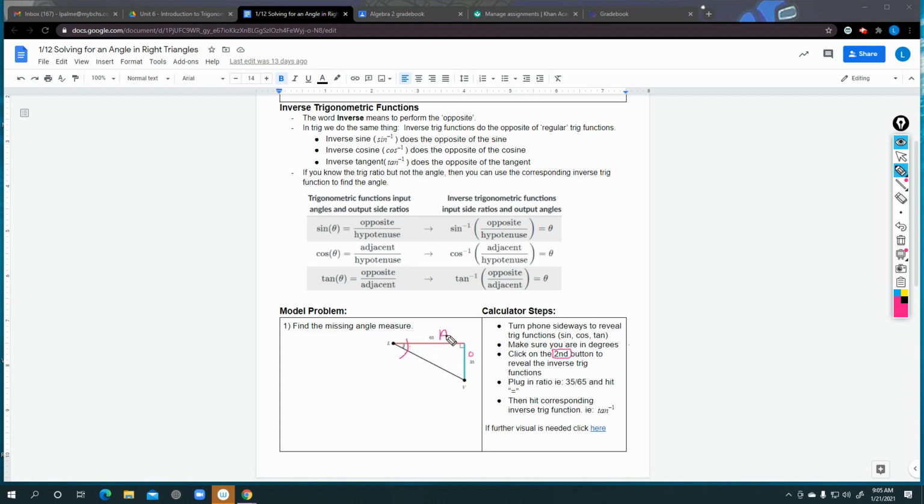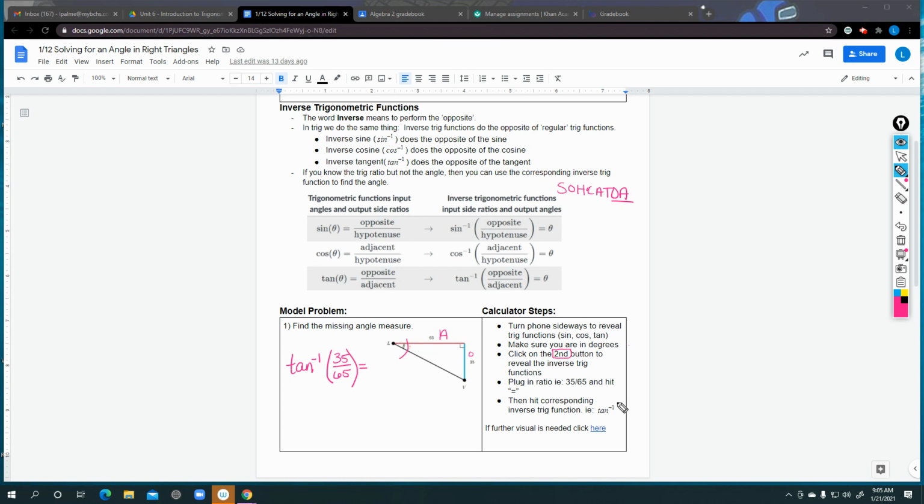So opposite and adjacent. When we're remembering our SOHCAHTOA, opposite and adjacent deals with tangent. So we want to find the inverse of tangent of opposite, which is 35 over 65. So now what's good here, if you're using an iPhone, you need to plug in 35 divided by 65, hit equals, and then hit the tangent to the -1 button.